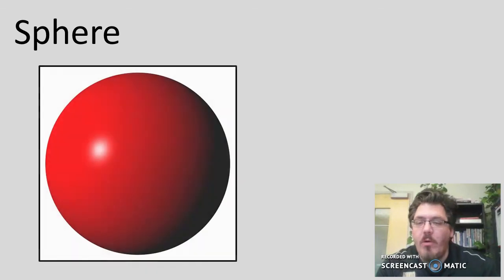Another three-dimensional solid that your kid should recognize and name is a sphere. Sphere is the fancy mathematical term for a ball. A sphere is the three-dimensional equivalent to a circle.